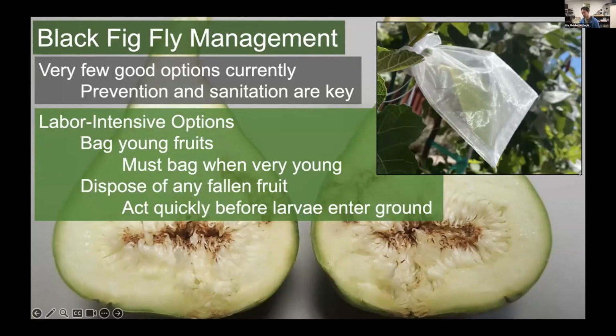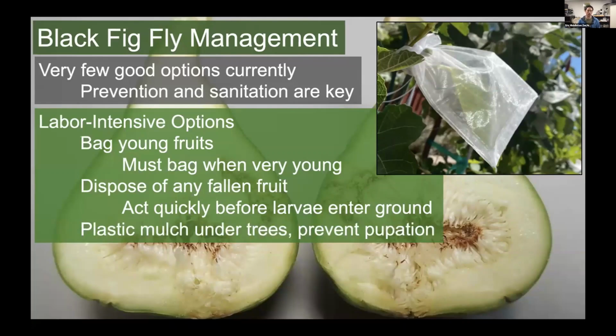You also, just like for the previous invasive fruit flies, want to dispose of any fallen fruit. So if you find a bunch of those unripe fruit that have fallen to the ground, you want to act quickly and get rid of them, because otherwise the larvae that are in them will already be dropping to the ground and beginning to pupate. So clean up those fruit right away. That'll help reduce the number of black fig flies that are out there. You can also try putting up plastic mulch under trees to prevent pupation. Again, labor intensive. No one has really tried this or validated it with data as far as I'm aware, but this is just a thing that we're throwing out to say this might work.